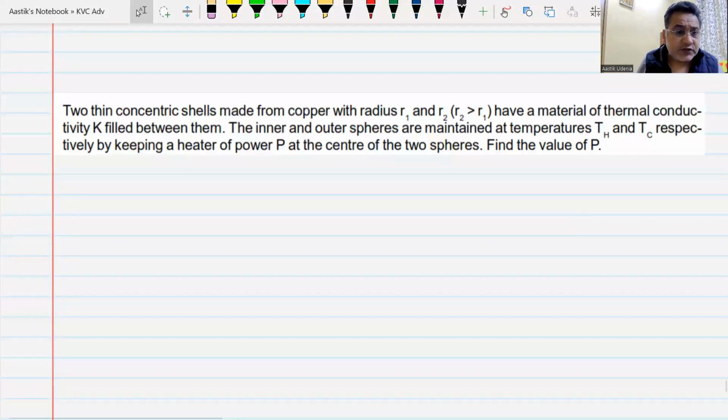Then this is the question, sir. Two thin concentric shells made from copper with radius R1 and R2 have a material of thermal conductivity K filled between them. The inner and the outer spheres are maintained at temperature TH and TC. Similar question we did, but that was for a very small spherical shell. Do we understand this? Same question we did. The inner and the outer spheres are maintained at temperature TH and TC by keeping a heater of power P at the center of the two spheres. That was very thin. Here it is thick. Do you understand the difference between the two questions?